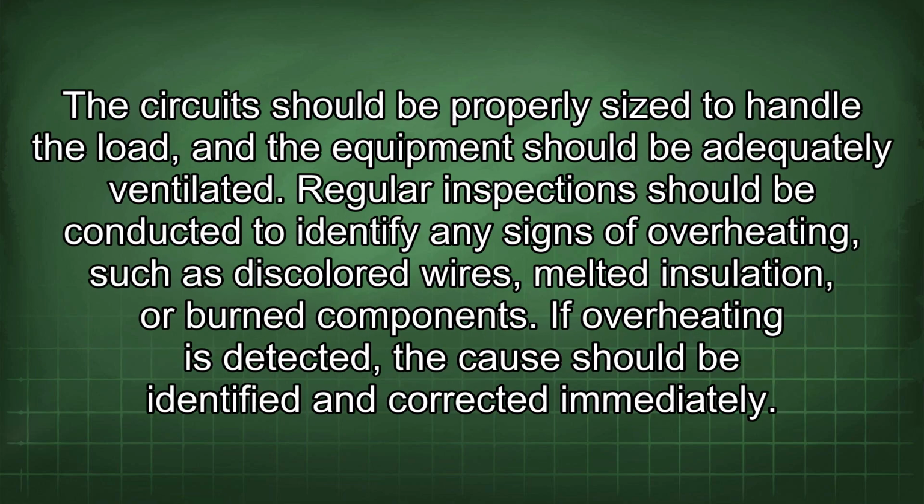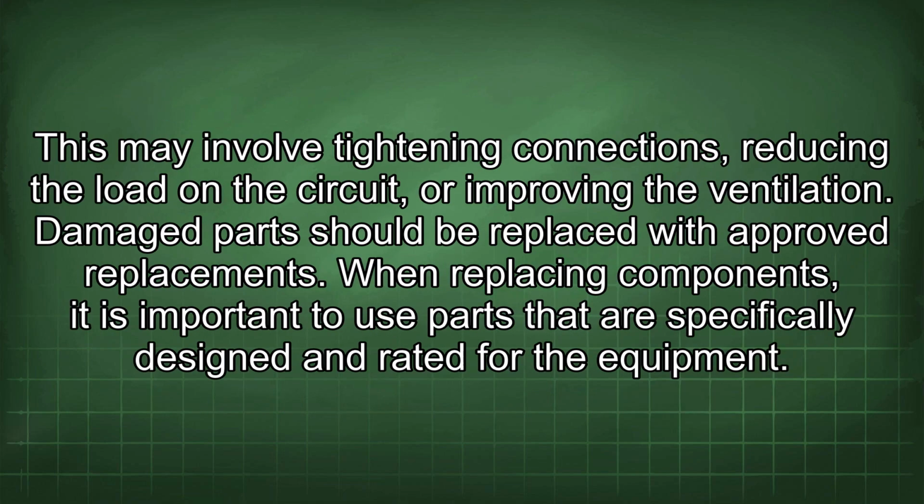The circuit should be properly sized to handle the load, and the equipment should be adequately ventilated. Regular inspections should be conducted to identify any signs of overheating, such as discolored wires, melted insulation, or burned components. If overheating is detected, the cause should be identified and corrected immediately. This may involve tightening connections, reducing the load on the circuit, or improving the ventilation. Damaged parts should be replaced with approved replacements.